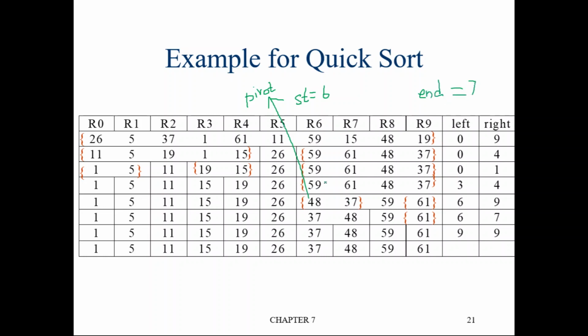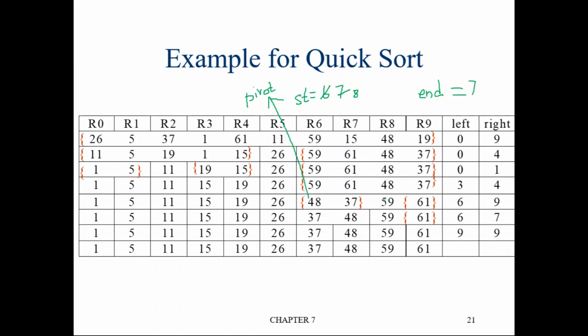Again you start the process. The element at start location, is it less than or equal to the pivot element? The element at start location is 46, and the pivot element is 48. They are equal, less than or equal. So increment start. Start will become 7. Again check, is the element at start location less than or equal to the pivot element? The element at start location is 37. Yes, it is less than the pivot element, which is 48. So increment start. It will become 8.